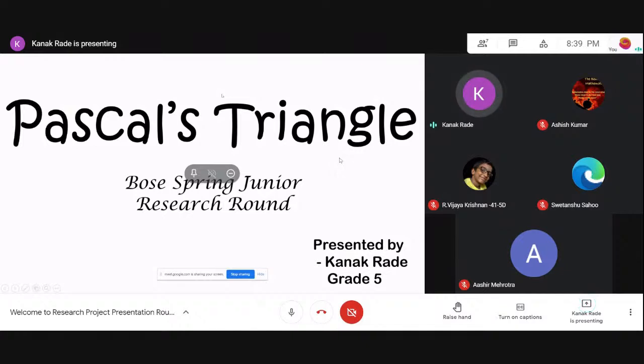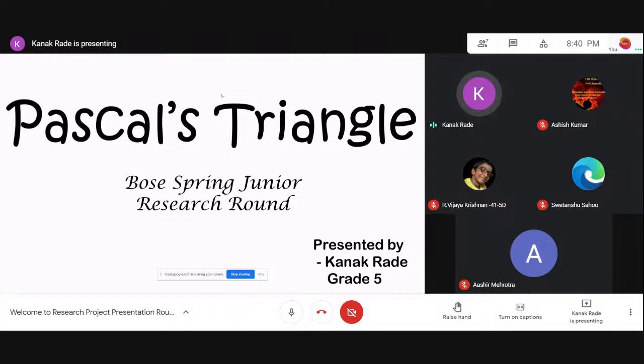So, good evening, everyone. My name is Kanak Rade. I am in grade 5 and I study in school. While I was preparing for a few of the Olympiads, I came across the Pascal triangle. Initially, I thought it was a triangle of numbers formed by adding the previous numbers. Eventually, when I started digging in, I came to know it had extensive application in algebra, number theory, and statistics.